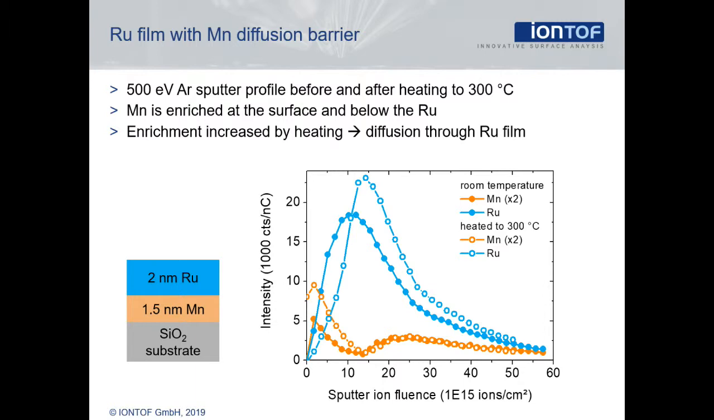Manganese, shown in orange, is strongly enriched at the surface, but as expected also present at the interface below the ruthenium layer. Within the ruthenium layer, the manganese concentration is at its lowest. By heating the sample to 300 degrees C, the enrichment at the surface is strongly increased, indicating that the manganese at the surface is due to diffusion through the ruthenium film.